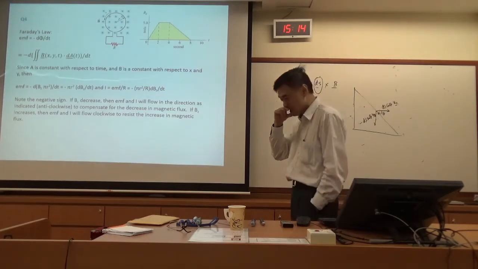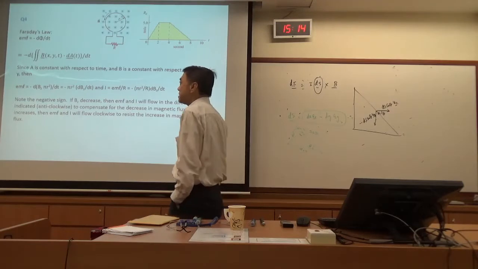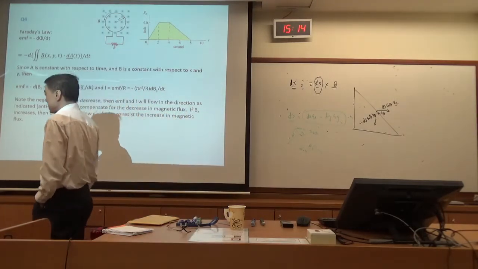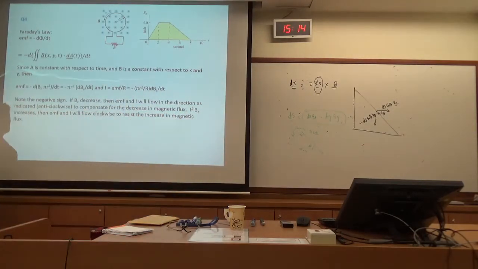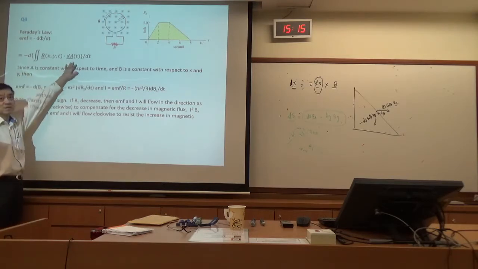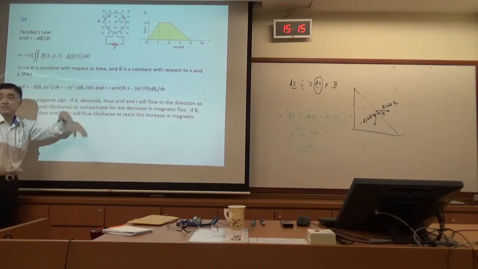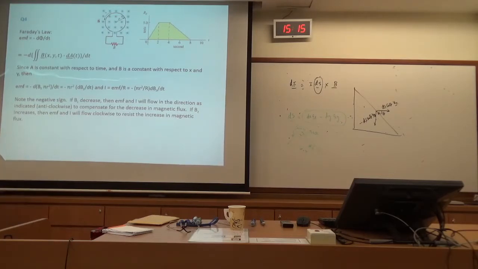Okay, obviously this is Faraday's law. EMF is equal to minus dΦ/dt, which is equal to minus d/dt of the integral of B dot dA. Since A is constant with respect to time, and B is constant with respect to x and y, we do our integration first, because the integration of B dot dA is with respect to x and y, and the differentiation is with respect to time. So they can be done separately.